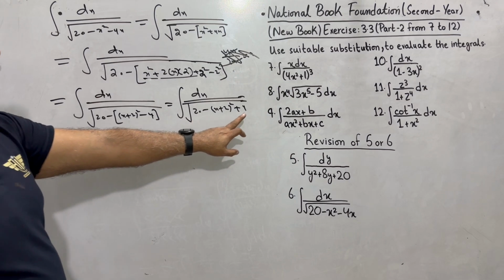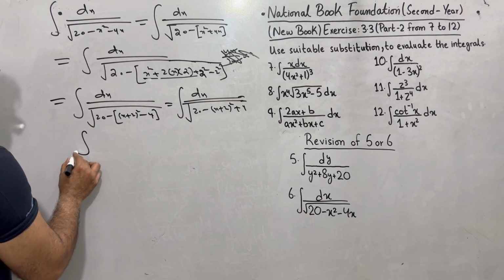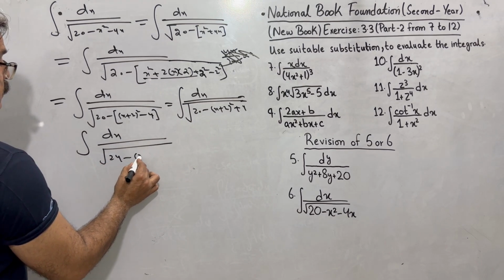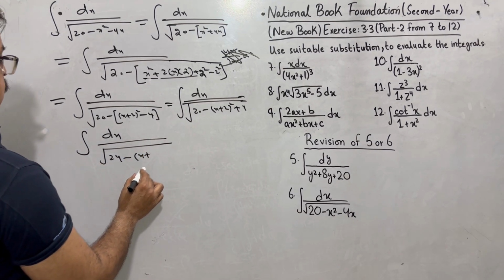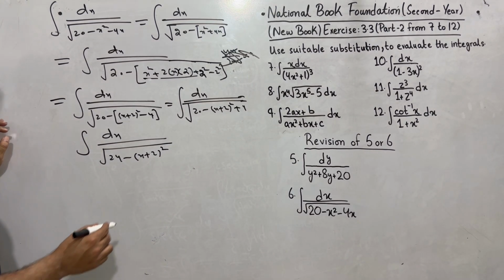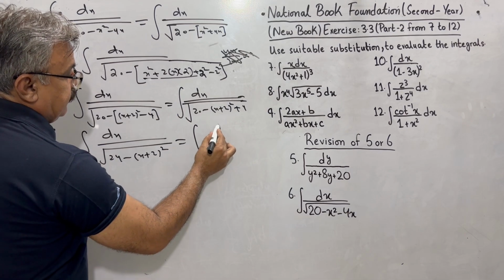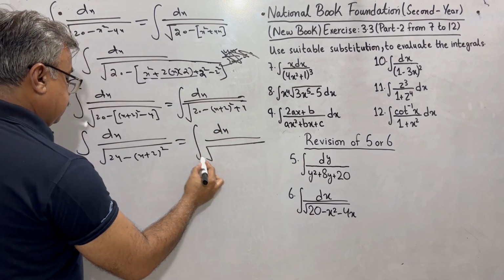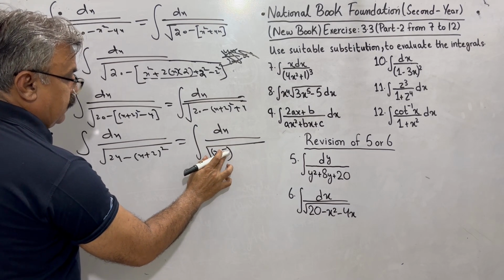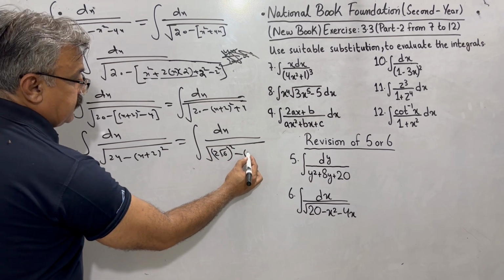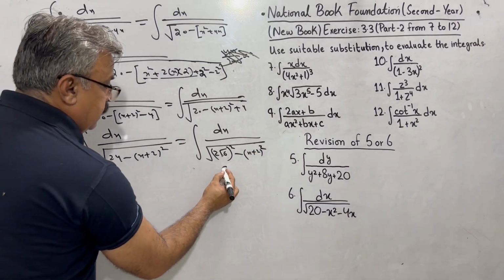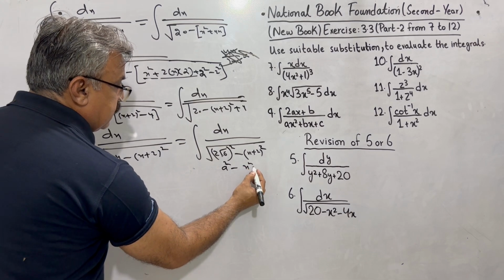Now there is 20, there is 4, it will become 24. dx over root of 24 minus x plus 2 whole square. It is not a perfect square quantity. Try to fit it into a square situation. 24 can be written as 2 times root 6 square. 2 times root 6 square minus x plus 2 whole square. Now that is the situation, a square minus x square.